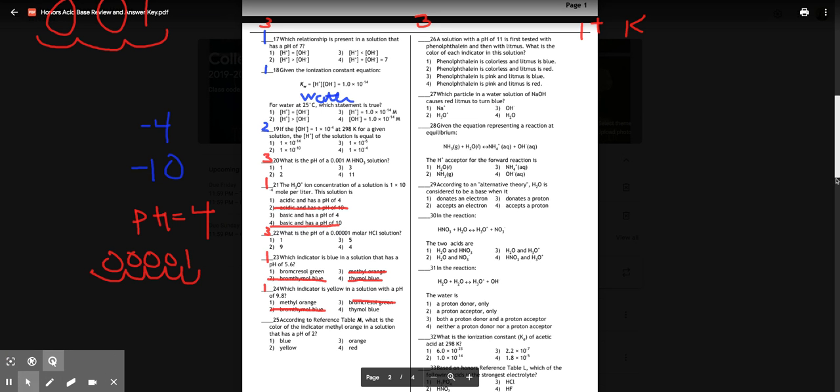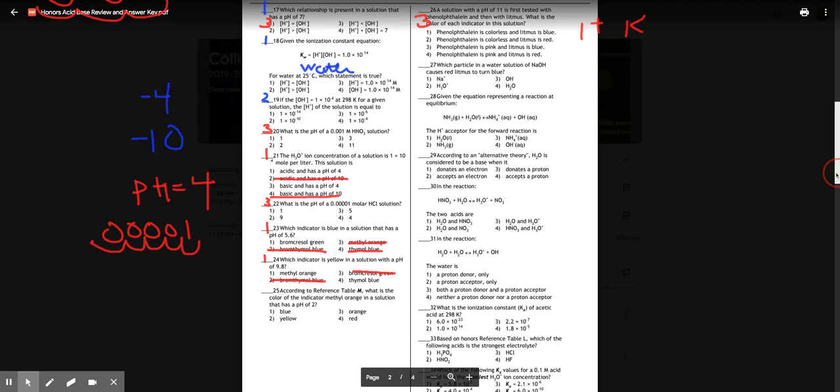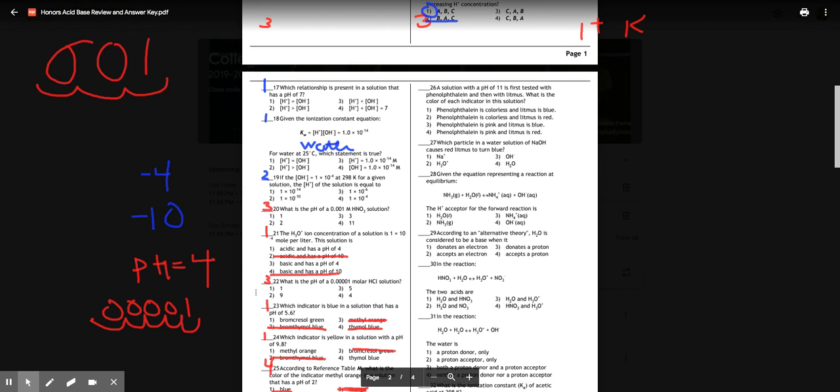According to reference table M, what is the color of indicator methyl orange in pH of 2? Methyl orange, pH of 2. So you notice that 2 is below the range on the left. So that's the color on the left, which is red. And also get rid of colors that don't make sense. There's no blue in methyl orange. And there's also no orange in methyl orange. Now, why would that be? Well, remember that unknown range in the middle? That's where the orange would be.